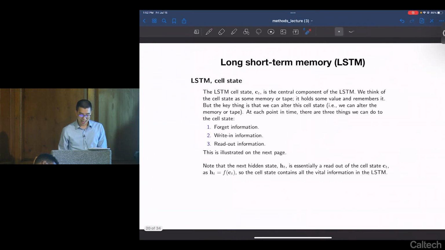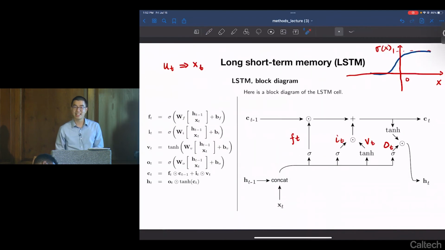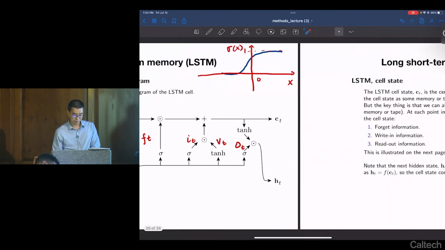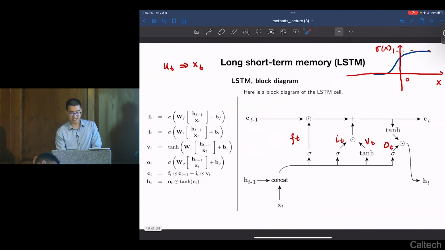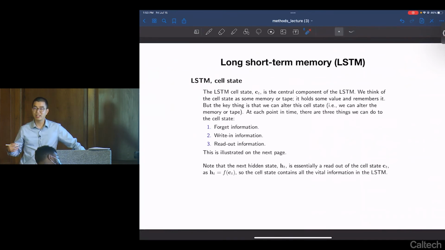Okay, so the key thing that the LSTM introduces is this cell state that is called c of t. And introducing the cell state, we're going to see, really helps us with exploding and vanishing gradients. We'll see why that is in just a bit. But let's first look at the cell state and the operations that it does. So when you think of the cell state c of t, the top line of the LSTM, you should think of this as a memory or a tape.